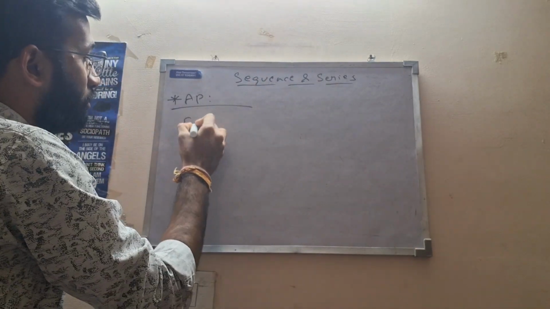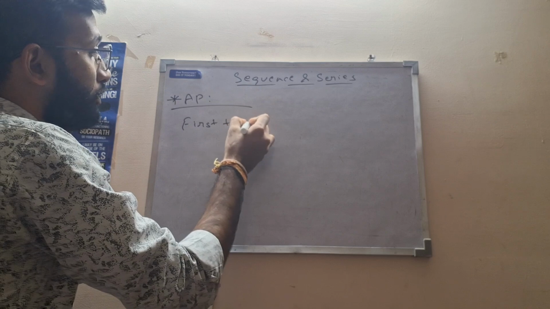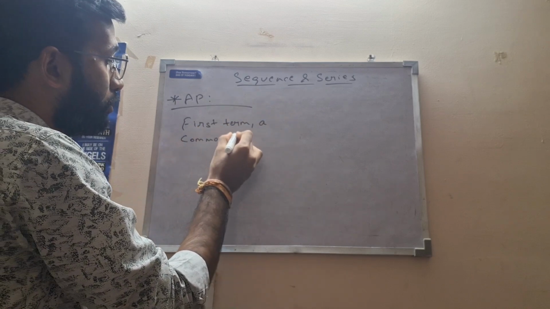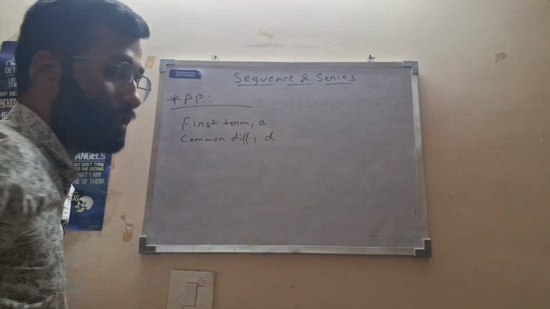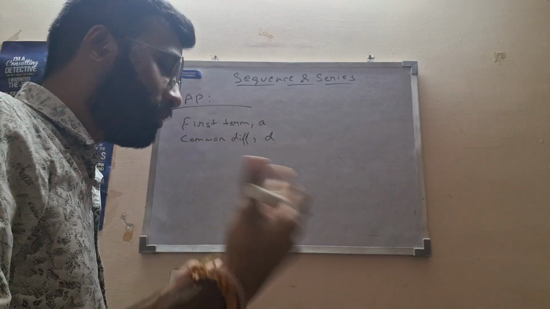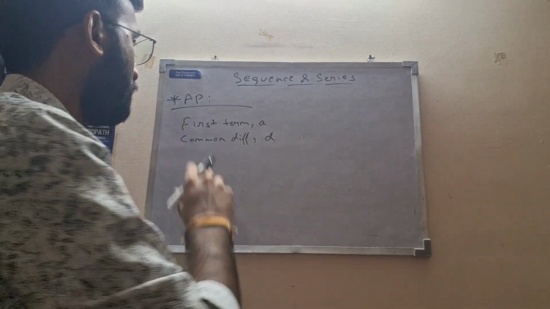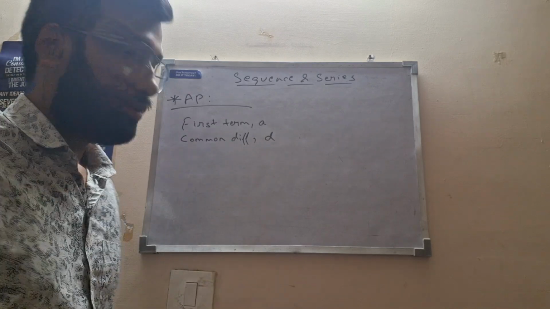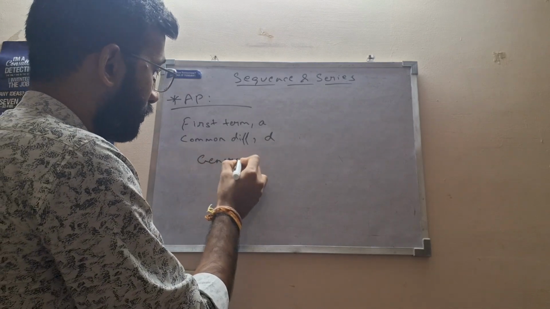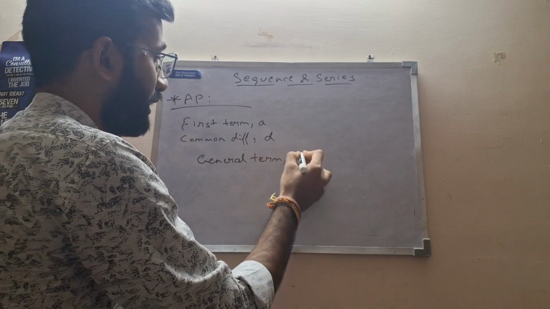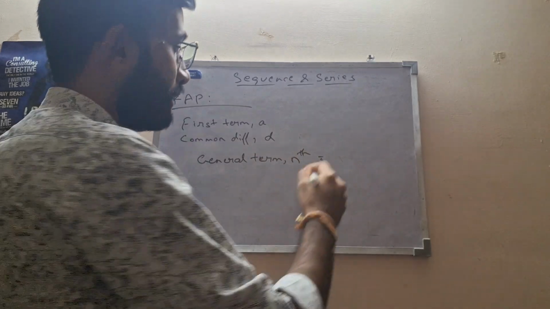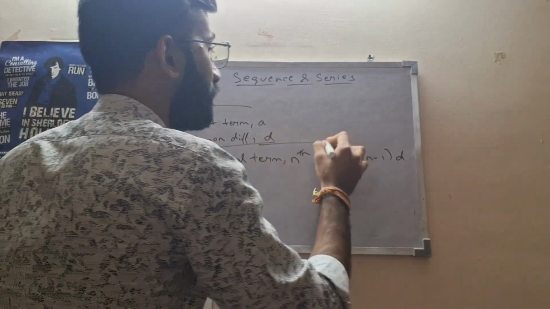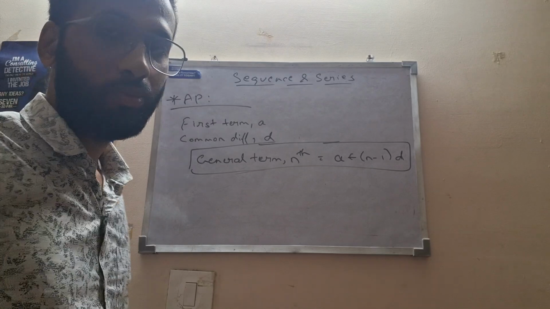So there is a concept of first term in AP, which we denote by A. There is a concept of common difference, which we denote by D. It is a general notation. You may take another variable too. That's not a problem. Okay. So we have a formula for the general term, that is the nth term. It is A plus (n minus 1) into D. It is the formula for the general term: A plus (n minus 1) into D.